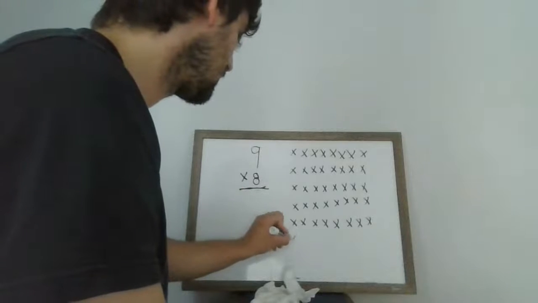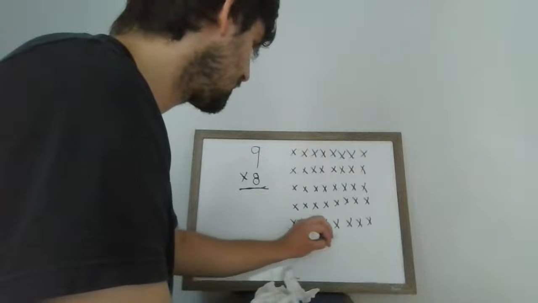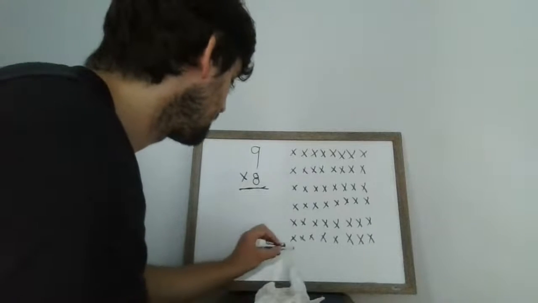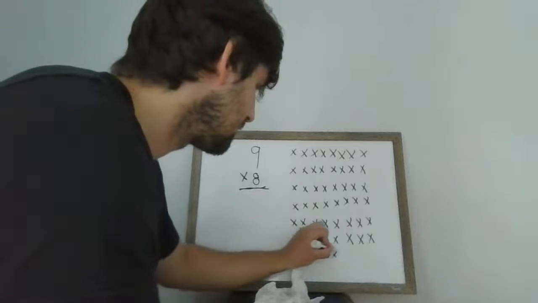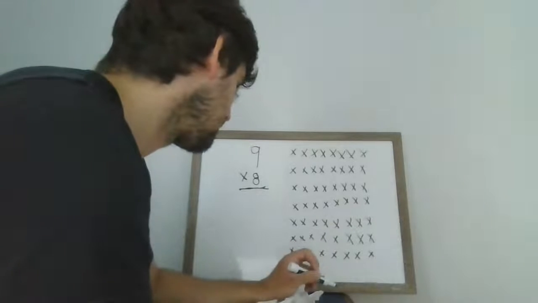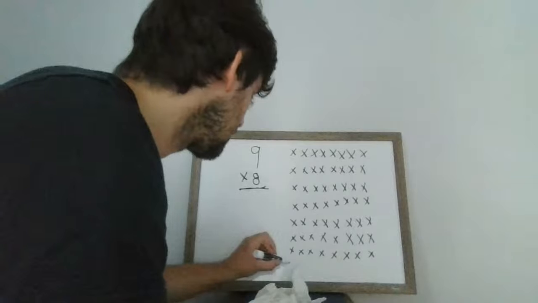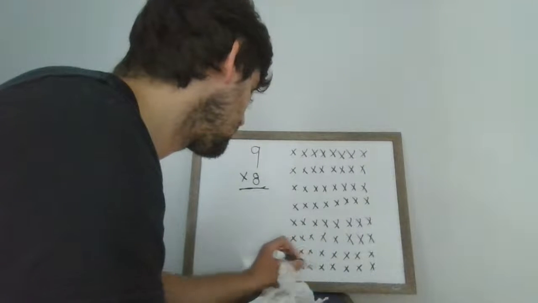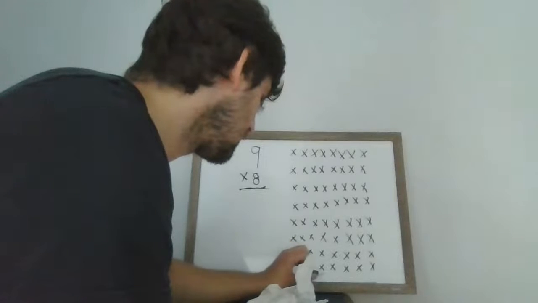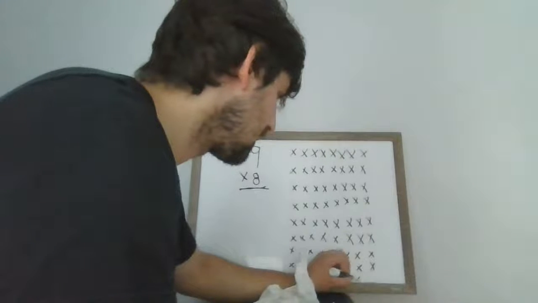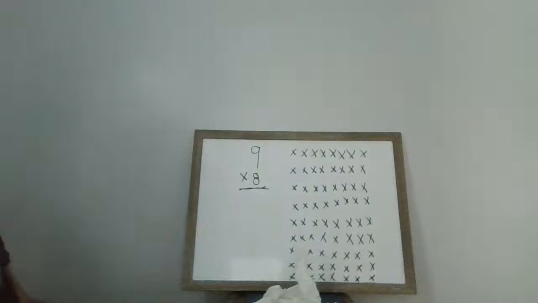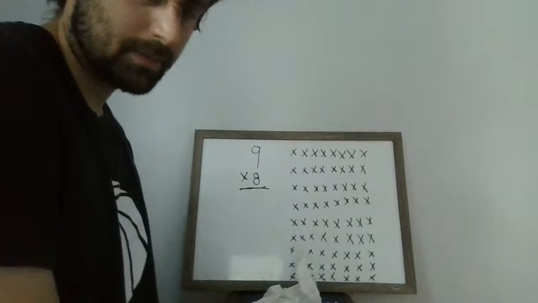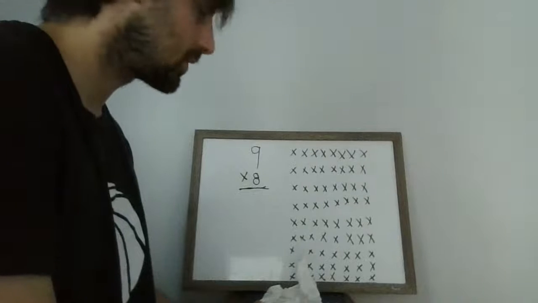5 rows of 8. All right, 9 rows of 8. All right, so count 9 rows of 8 x's. You count the total number of x's, you have your answer.